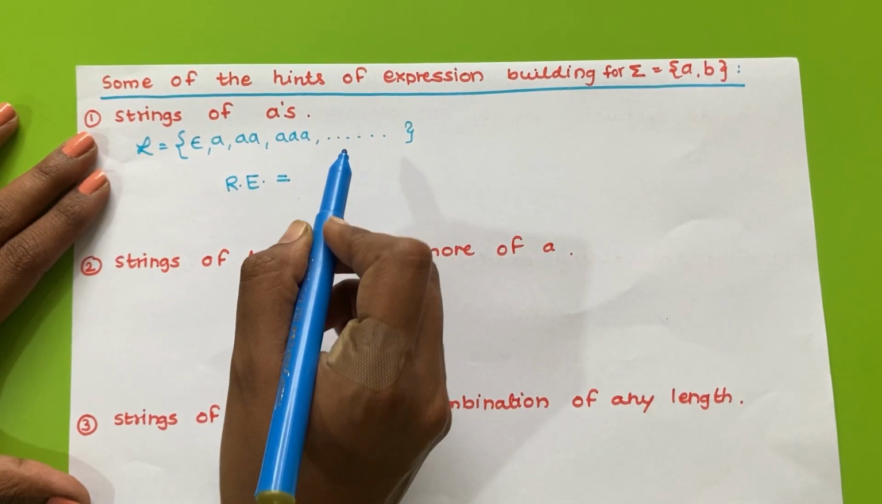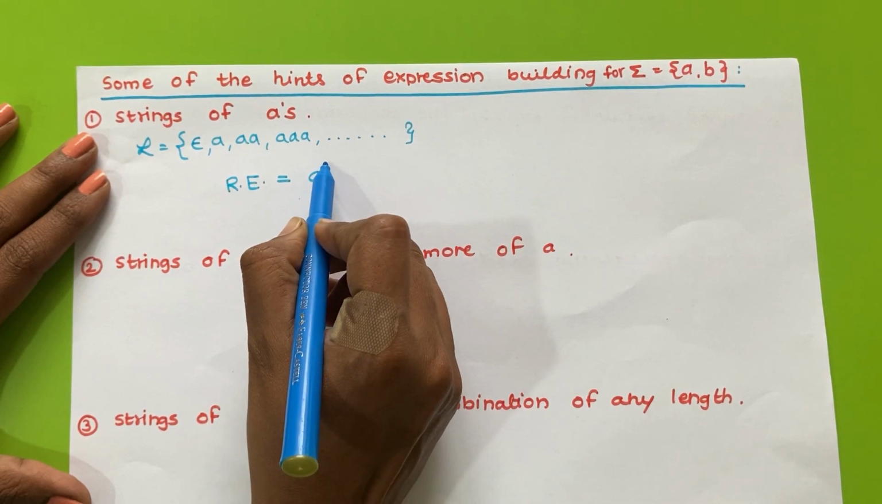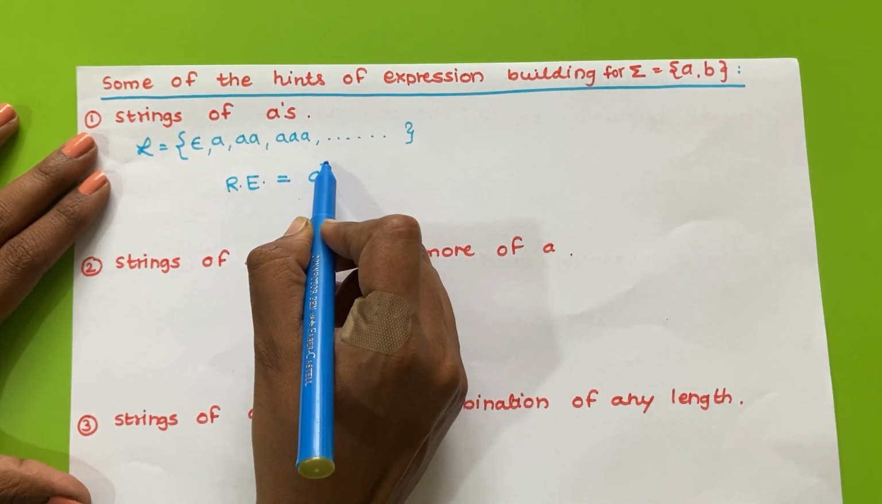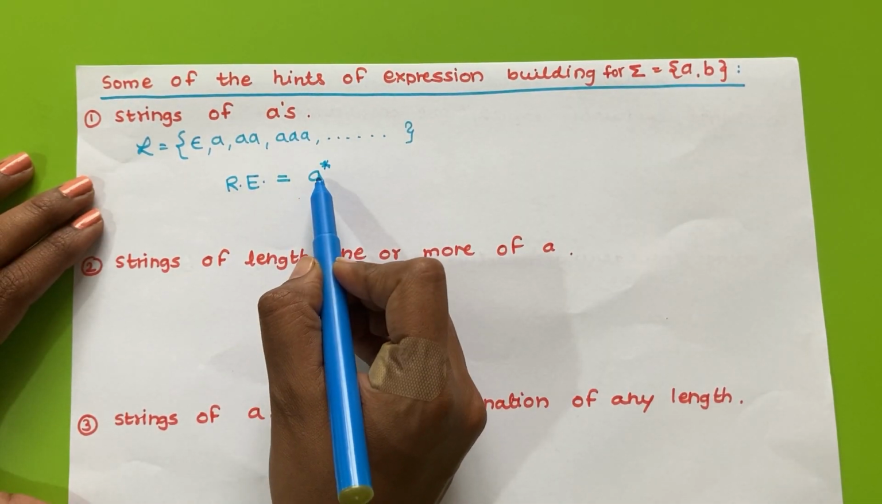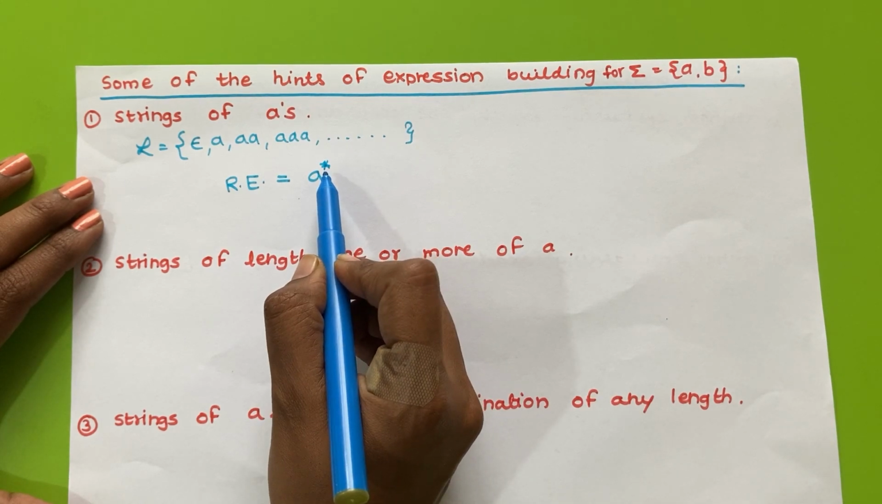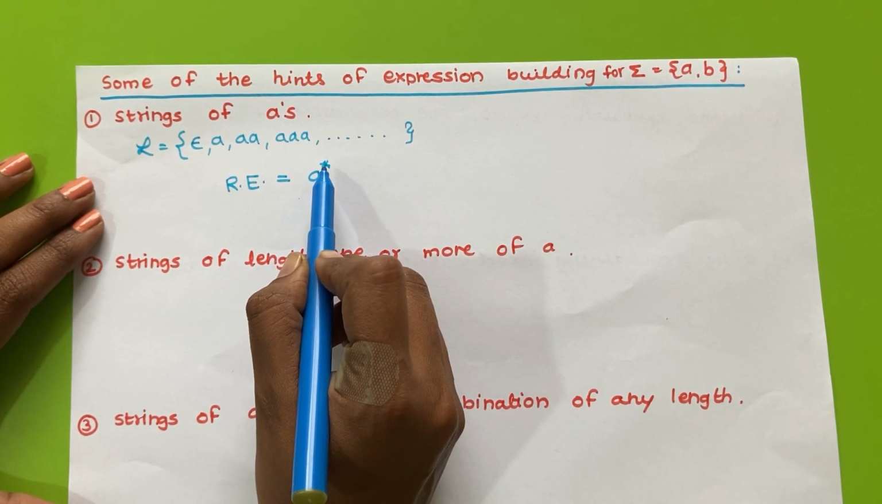So this set is nothing but a Kleene closure, that means the Kleene closure of a, or we can say a star. So here a star means what? All possible combinations of only a.